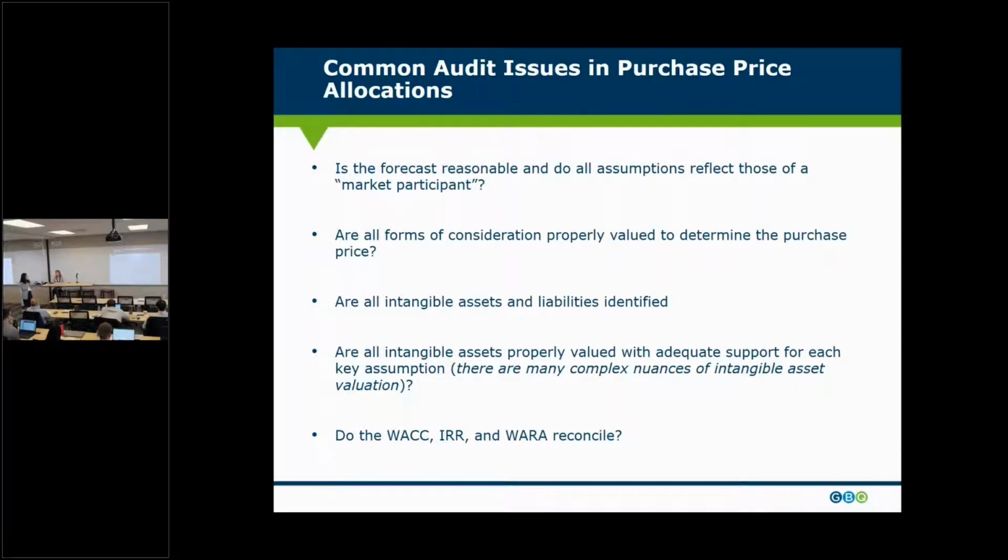Are all forms of consideration properly valued to determine the purchase price? That a lot of times has to do with the earnout or any kind of contingent consideration. Again, my example from before, we might see that some people try to just state it at 20 million as the earnout, or they just state it at zero, saying, well, the company hasn't paid it yet, they're not out anything. The seller only has to pay it if this earnout is achieved.